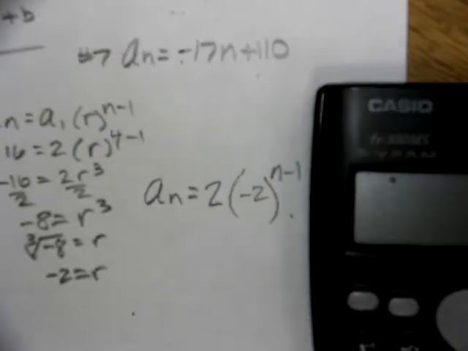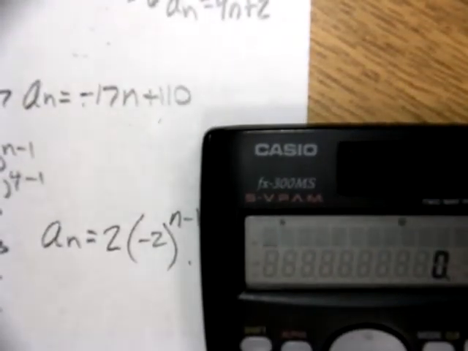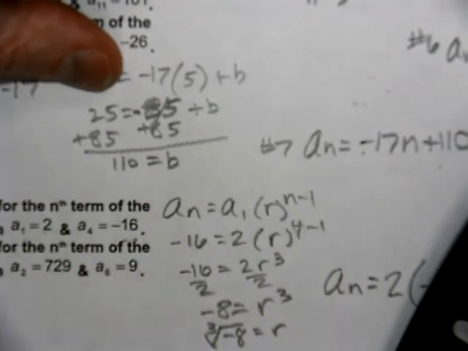We can test that rule. Never a bad idea to try to test it. So we have 2 times -2 raised to the 4 minus 1. And that gives us the -16 answer. 4 minus 1 will give us -16.